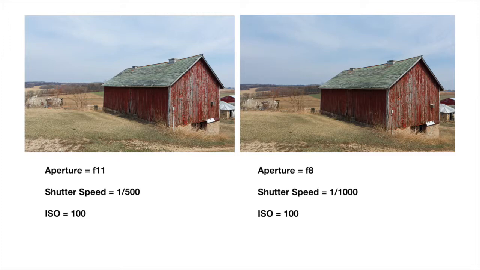But the image on the left, we used an aperture of f11. The image on the right, aperture of f8. When we went from 11 to 8, we were letting twice as much light through the lens.